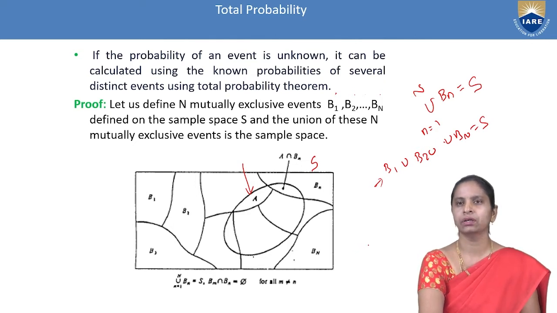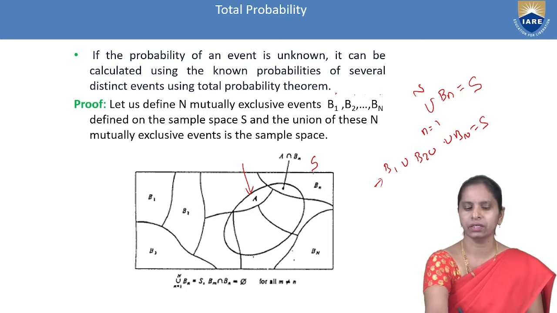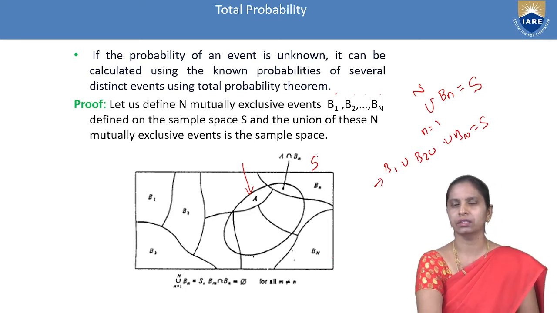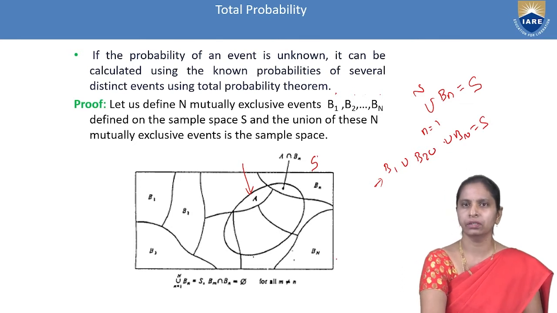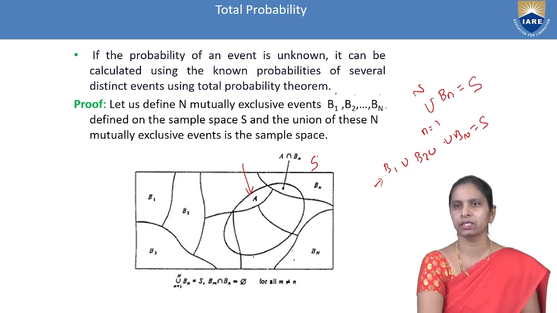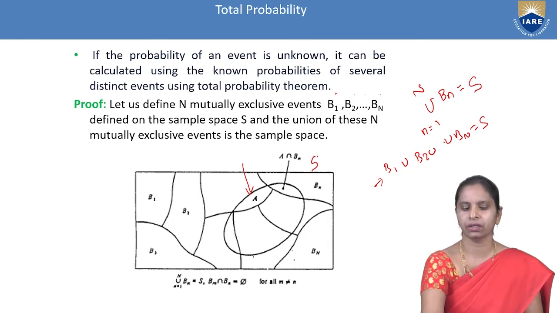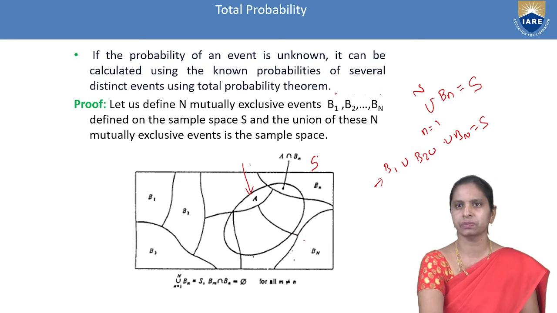Let us prove this total probability theorem. How do you prove that? You have to consider a sample space S, and on this sample space S you have to define n mutually exclusive events B1, B2 and so on Bn, and then you have to consider the union of these n mutually exclusive events is equal to the sample space S. After that, you have to define event A on the sample space S.